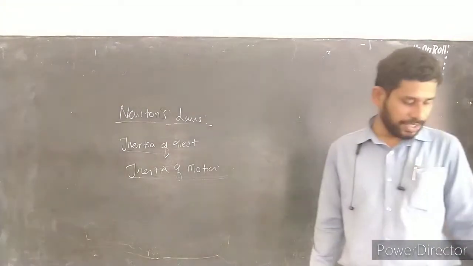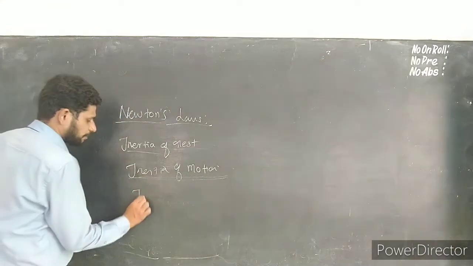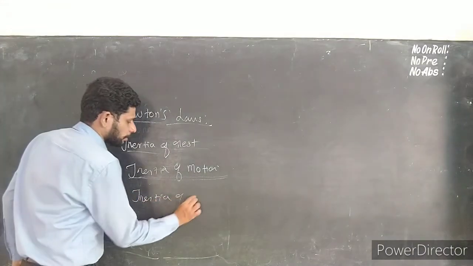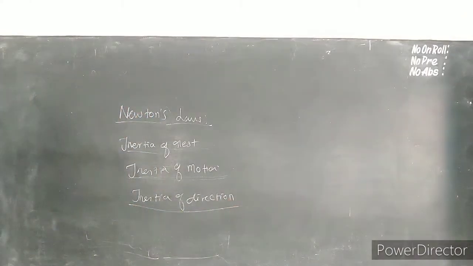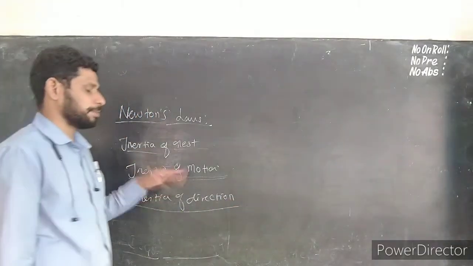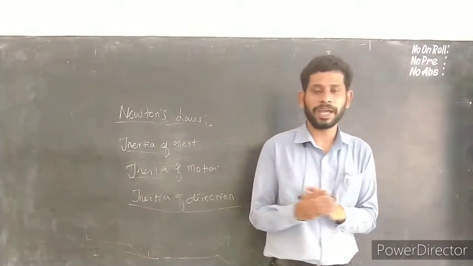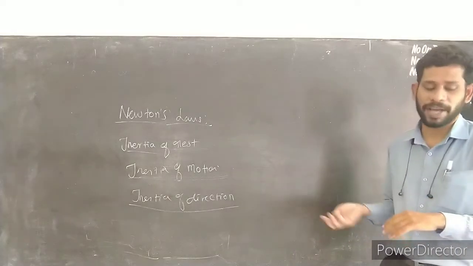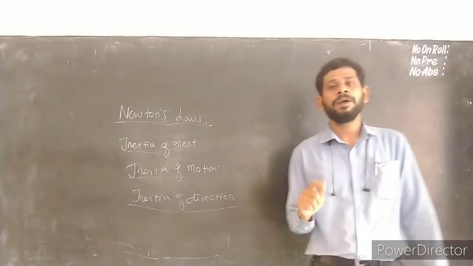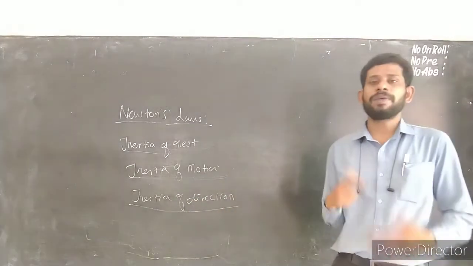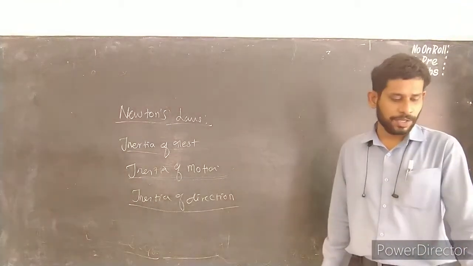Now the inertia of direction. Inertia of direction is nothing but this: the object or particle cannot change its direction of motion on its own. That is called the inertia of direction. When you are rolling a stone tied to a string and suddenly you stop, what will happen? The stone will come off the string and go and hit the target, right? Something like that.